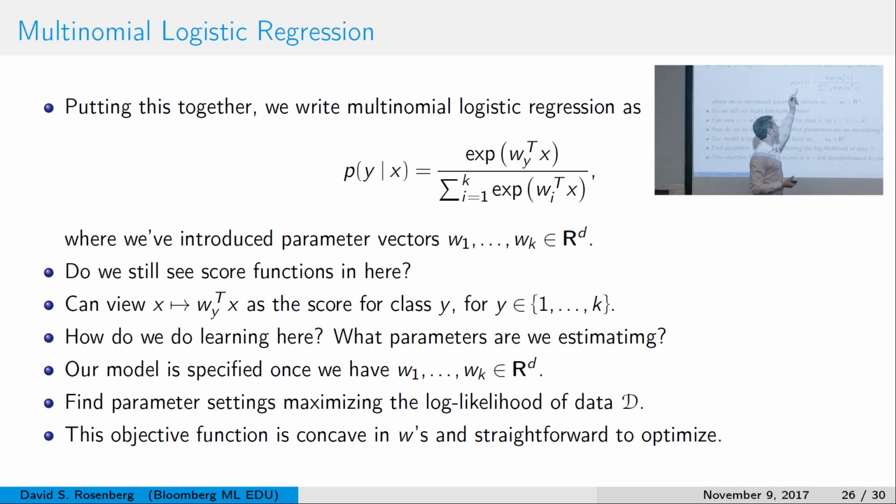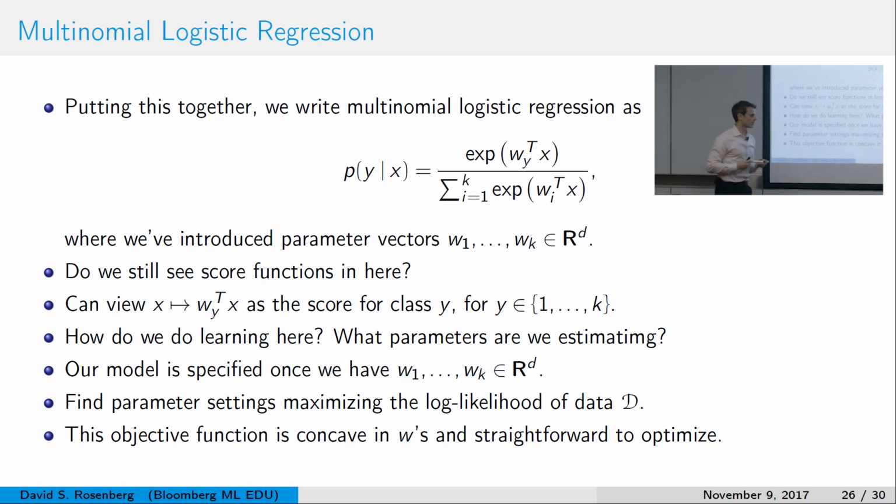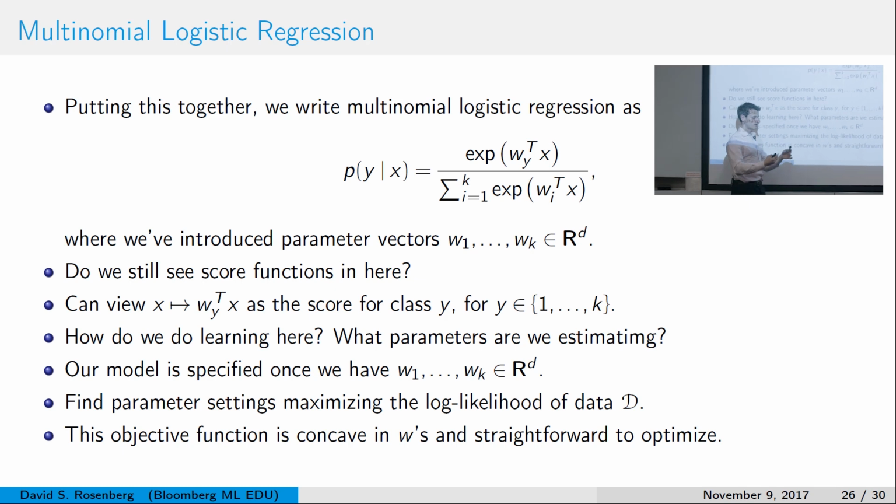So if we want to predict the probability of y equals 1 for a given x, we take w sub 1. We compute the score for class 1 with w sub 1 transpose x. And then this expression gives us the corresponding probability for that class. So to compute the probability distribution on possible class labels, we would have to run this computation for each y. So we'd run this k times, and we get the distribution on the class label.